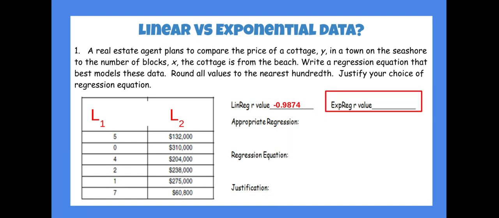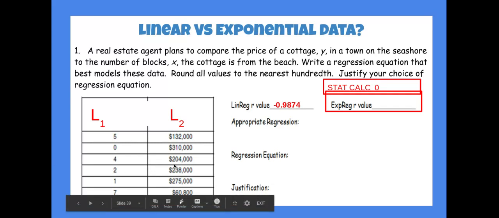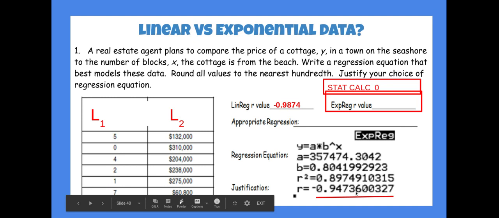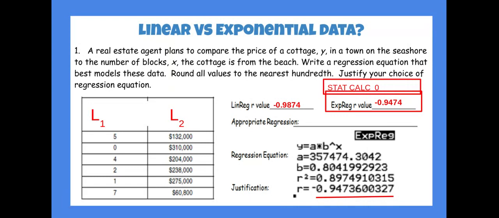Now we want to look at our exponential regression R value, and we're going to see which one is stronger so we know that's the appropriate equation to use. So with this one, we have to just press stat calc 0 because all of our data is already in our calculator. Pause the video to do that. And your calculator should look like this. And this is your R value that we're going to copy down, again, rounded to the nearest 10,000th, which would be the 3. So we're going to round it up to 4. So you should have negative 0.9474.